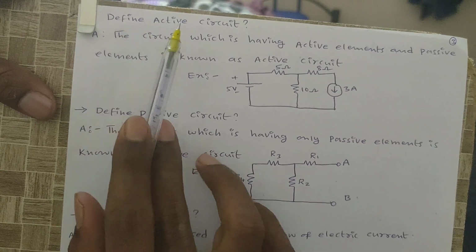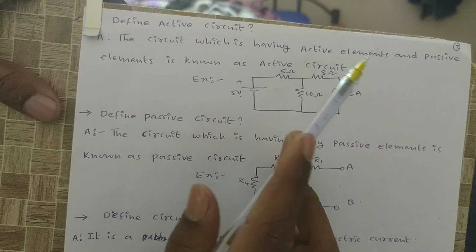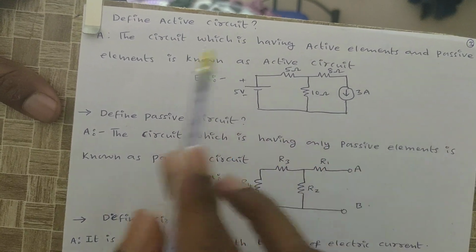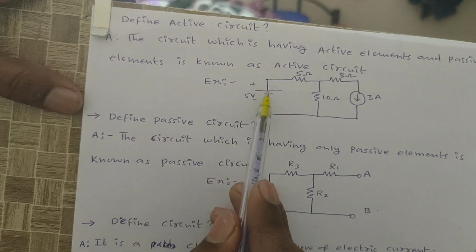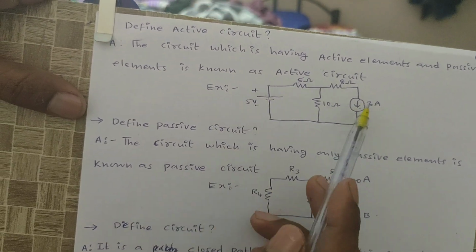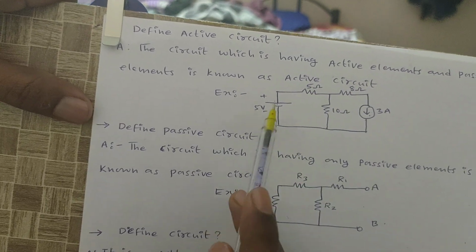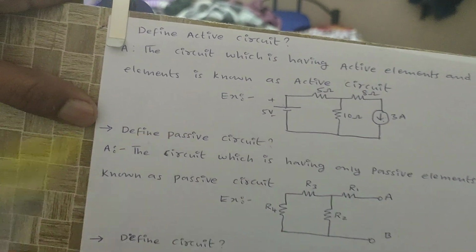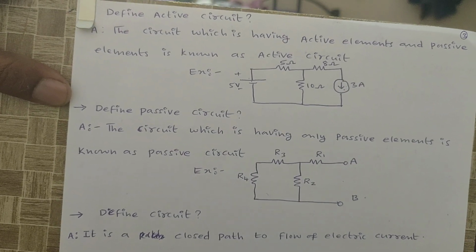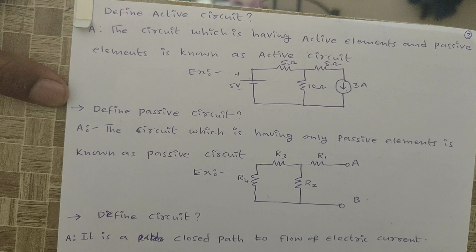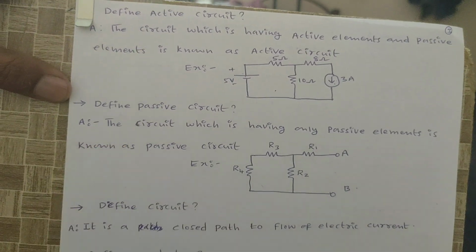Okay, define active circuit. The circuit which is having both active elements and passive elements is known as active circuit. Already we know that energy sources, that is voltage source and current source, are the active elements. Resistor, inductor, capacitor are the passive elements, right? Now this is an active circuit. This is the example for active circuit. Okay, that is about active circuit.